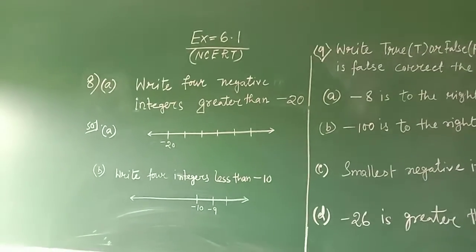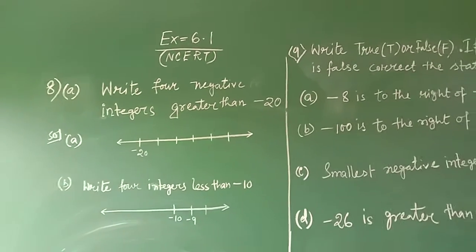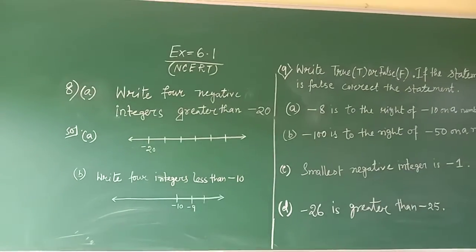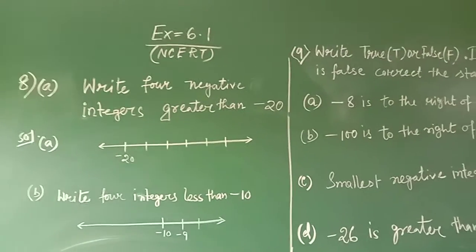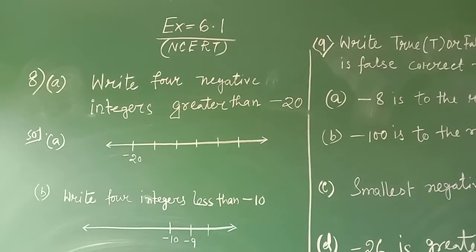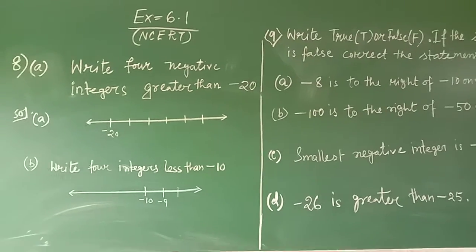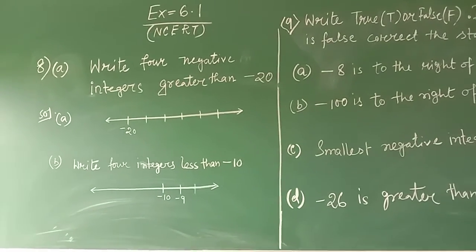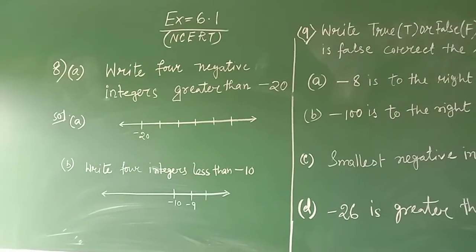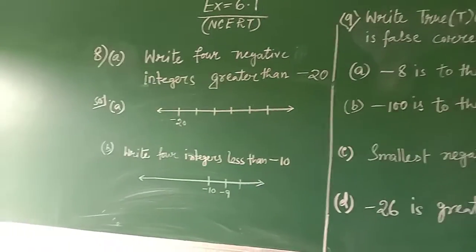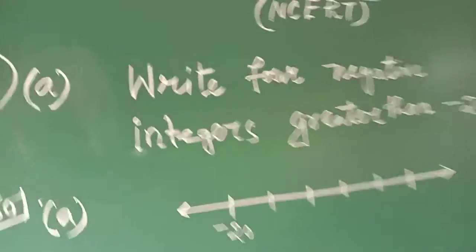Today, in your class, I will do question number 8 of exercise 6.1, and 8 and 9 for you. Let's try. Question number 8. I have seen that in the whole exercise, all the questions are trying to clear your concept on the number line in between negative and positive numbers. So this question also they are doing in the same way. Let's see the question.